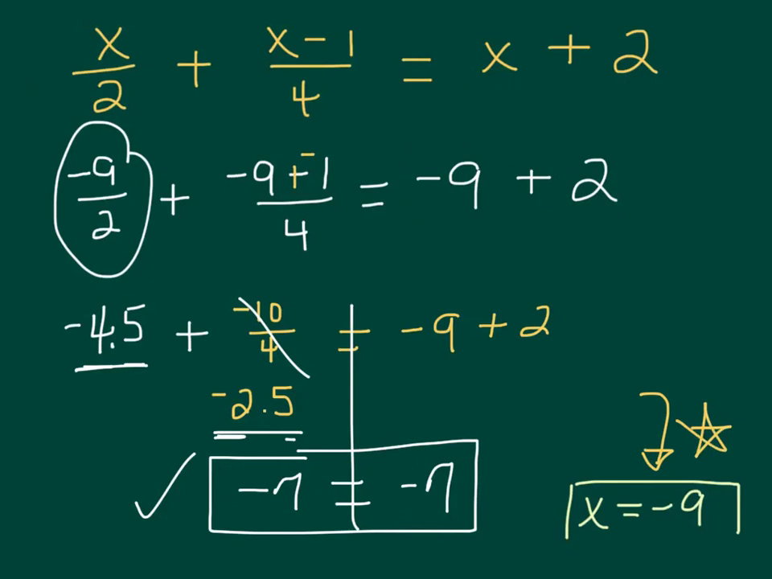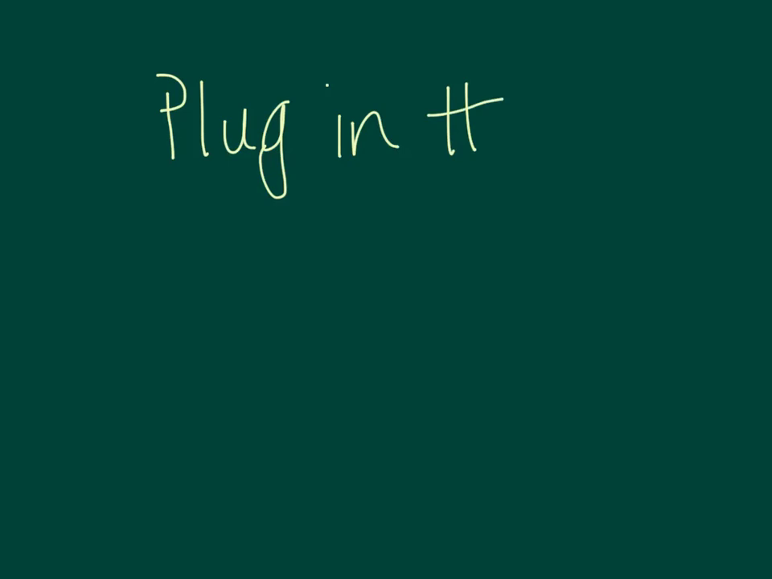Now, if I would have got something like this, negative 3 equals 5, when I did my check, I would know that I did it wrong. Okay, that's when I would know my check did not work. All right, so again, that's how you show a check. All you do is you plug in the number that you got for x and work it out.